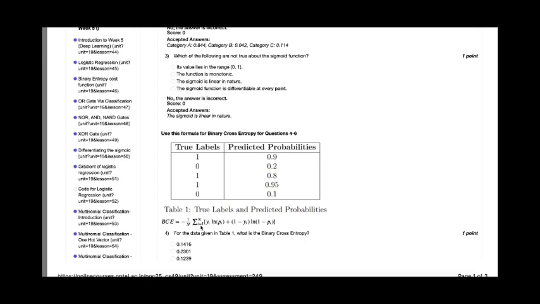Then there is a summation term. So you have to add it. So 1 into ln of 0.9 plus. For the second term, this will be 0 and this will be there. So 1 into ln of 1 minus 0.2, it will be 0.8. So you have to add it. And similarly, you have to find for each of these samples and then multiply by minus 1 by n.